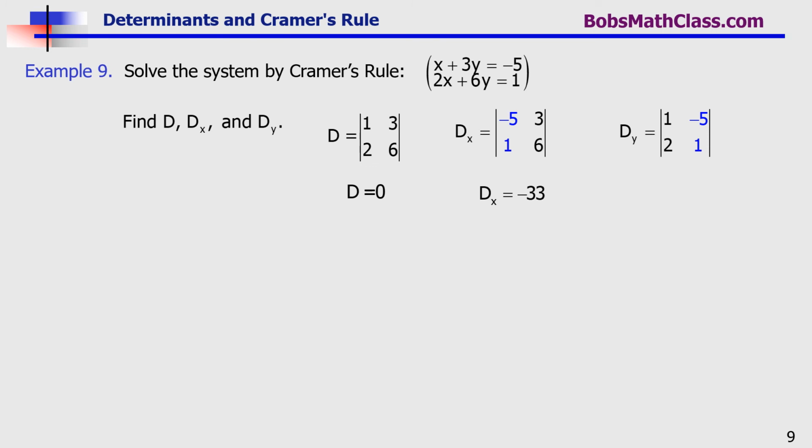I don't need to worry about dy. It may be 0, it may not be 0, doesn't matter. As soon as we find one of them that's not 0, we could stop and say no solution. If we would have got dx to be 0, then we would still have to keep going. And maybe dy is 0, maybe it's not, but we would have to keep going. Okay?